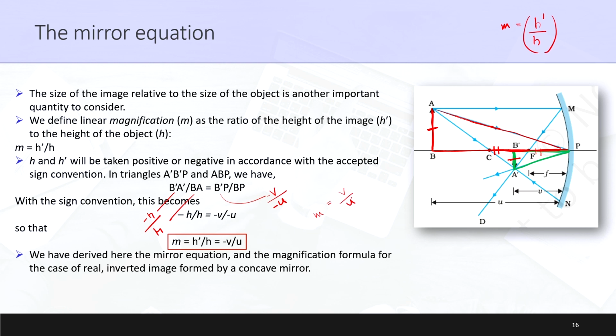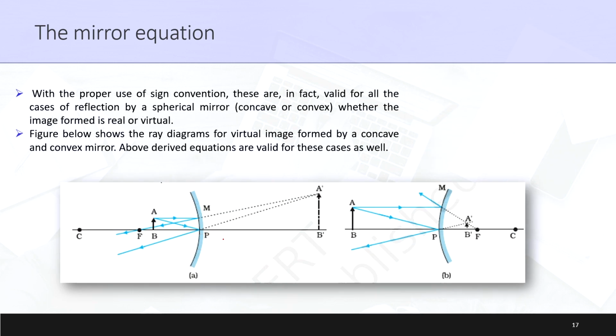Okay. Therefore, magnification is nothing but V by U. So, we have derived here the mirror equation, and here the magnification formula for the case of real inverted images by a concave mirror. Therefore, magnification is nothing but the image distance upon object distance. Okay. Let us move on.